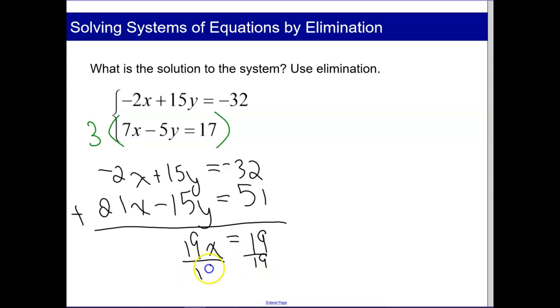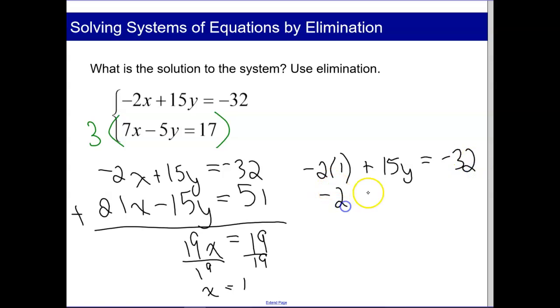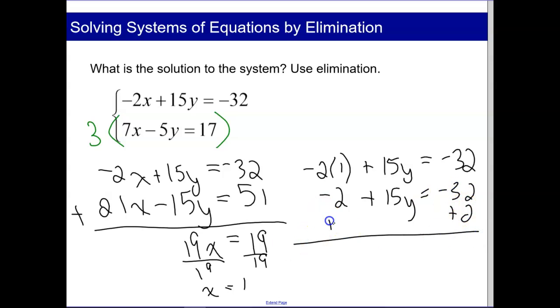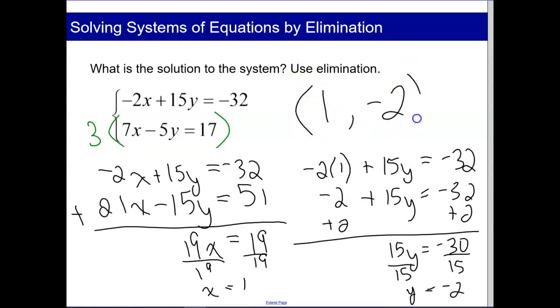I know that x is equal to 1. So now, let me substitute 1 for x, and I can solve either of these equations for y. Negative 2 plus 15y equals negative 32. Gotta add 2 to both sides. 15y equals negative 30. Divide both sides by 15. And we know y is equal to negative 2. So (1, negative 2) is the solution to this system. And that's how we use elimination to solve systems of equations.